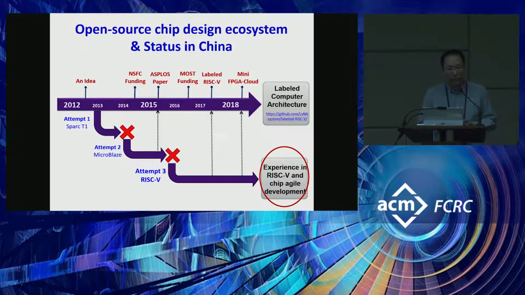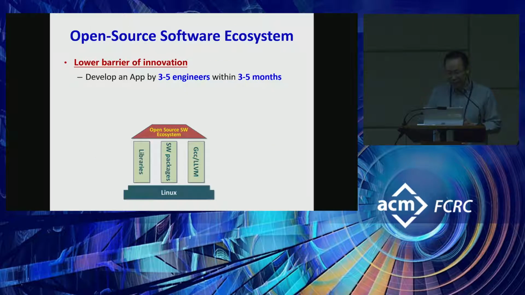So the next part, I'd like to share our experience in RISC-V and chip agile development. When we talk about open source, we usually mean the open source software ecosystem. So let's look at the open source software ecosystem. It lowers the barrier of innovation.